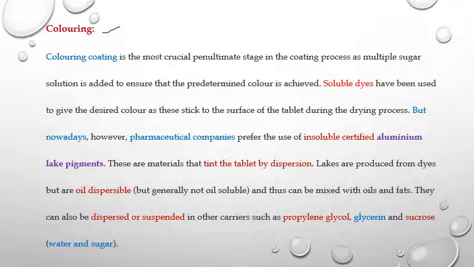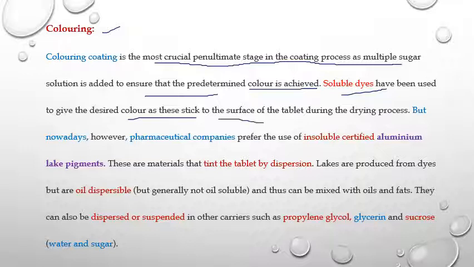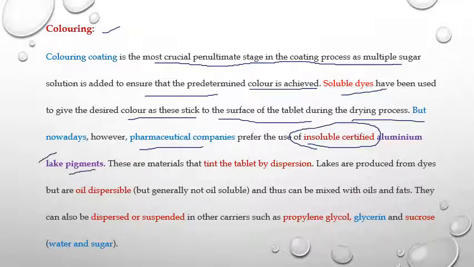Coloring. Color coating is a most crucial, penultimate stage of the coating process. Multiple sugar solutions are added to ensure the predetermined color is achieved. Soluble dyes have been used to give a desirable color as these stick to the surface of the tablet during the drying process. But nowadays, pharmaceutical industries prefer the use of insoluble certified aluminum lake pigments. These are materials that tint the tablet by dispersion.